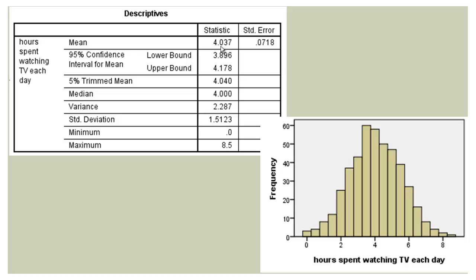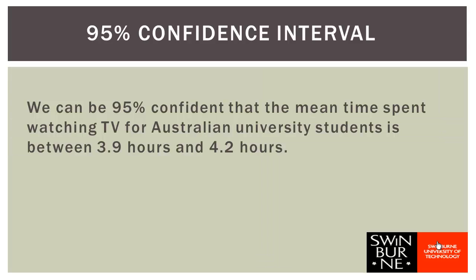We'll start by looking at the 95% confidence interval. In the descriptives output, you'll see something called the 95% confidence interval for the mean, with a lower and an upper bound of about 3.9 and 4.2. So what that tells us is that we can be 95% confident that the mean time spent watching TV for all Australian university students is somewhere between 3.9 hours and 4.2 hours. So it certainly looks like students watch more TV than the general population, where the mean is 3.2 hours per day.